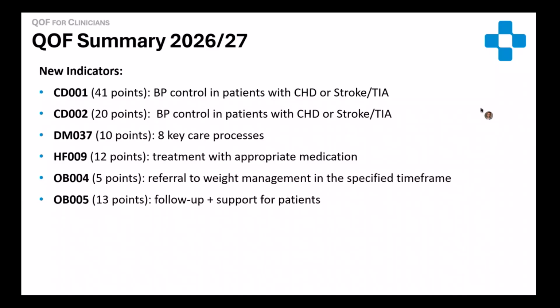And then the other major area of change is that obesity domain. So there are 2 new indicators, OB04, which looks at eligible patients who are referred to weight management within that specified time frame, and then OB05, which looks at the follow-up and ongoing support. So overall, the main message from these new indicators is that good clinical care still needs to be supported with accurate and timely recording. If something hasn't been done but isn't recorded correctly, it may not count towards your QOF achievement.